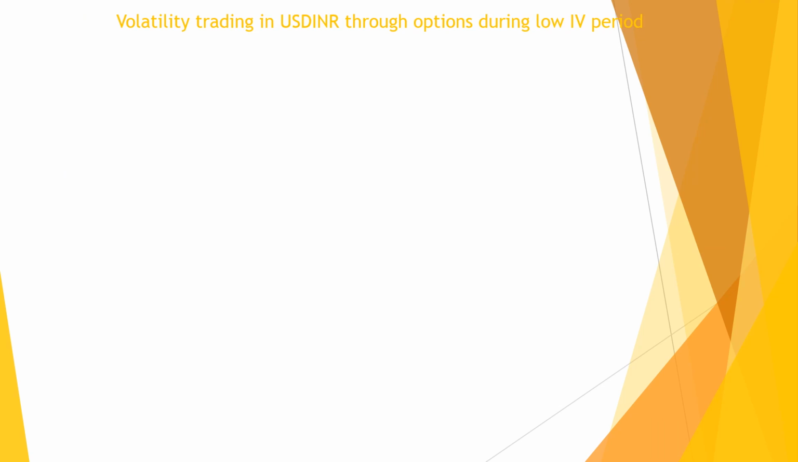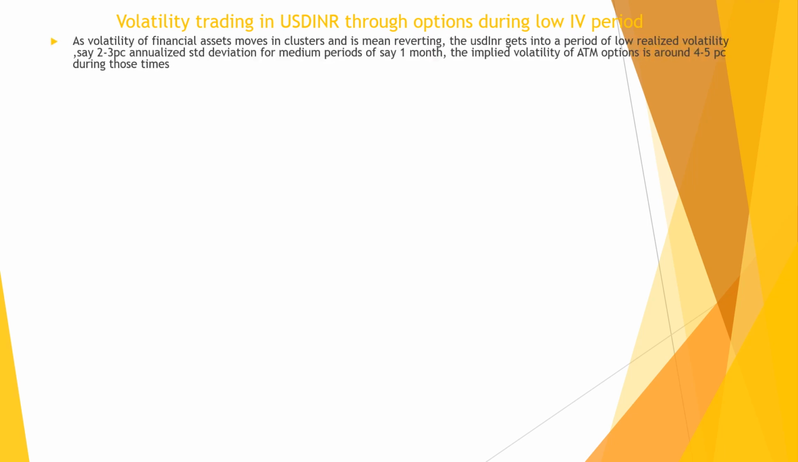It is said that volatility trading is much easier to do, as volatility generally mean reverts, whereas it is hard to predict the direction of a financial asset. So let's examine volatility trading in USD-INR through options during the low implied volatility period. As volatility of financial assets moves in clusters and is mean reverting, the USD-INR gets into a period of low realized volatility, say 2 to 3% annualized standard deviation, for medium periods of say 1 month. The implied volatility of at the money options is around 4 to 5% during those times.